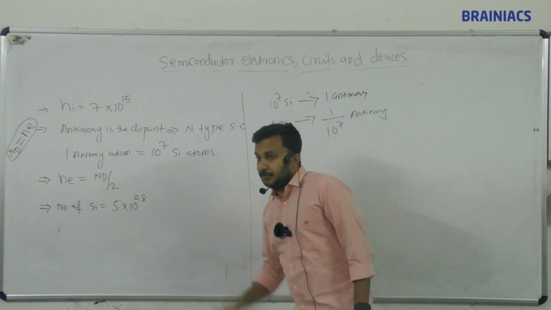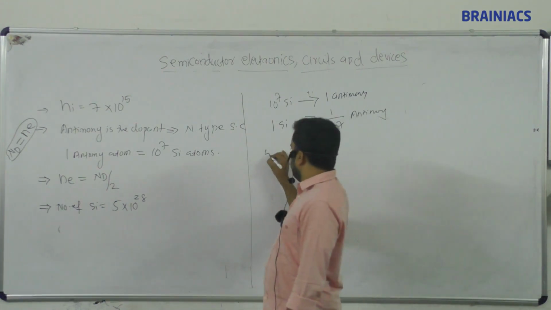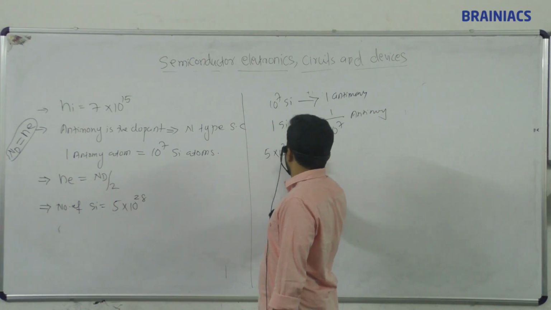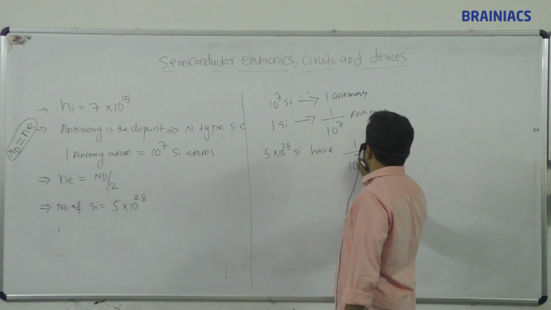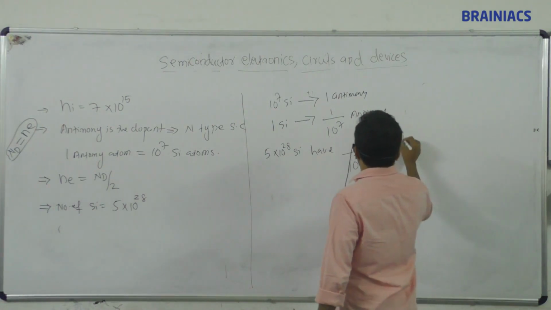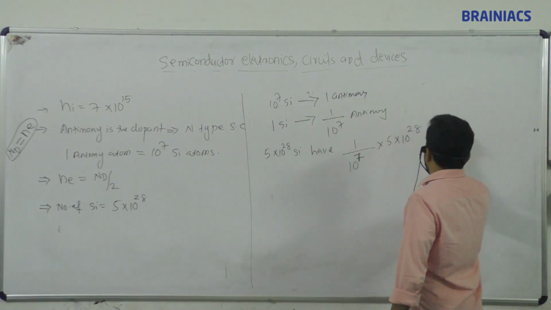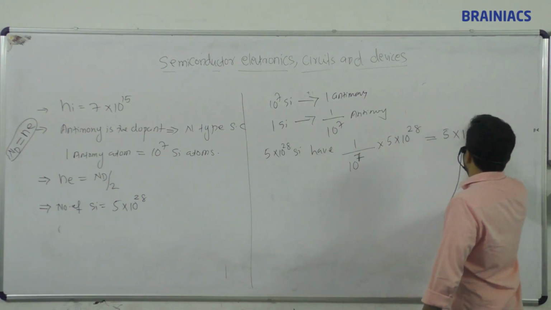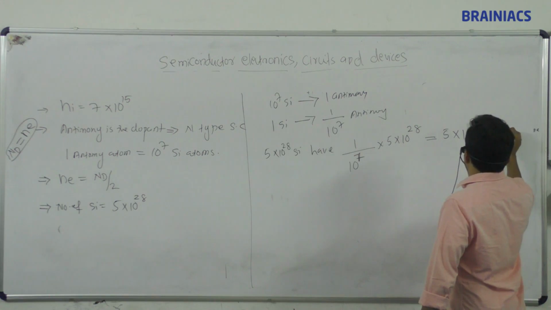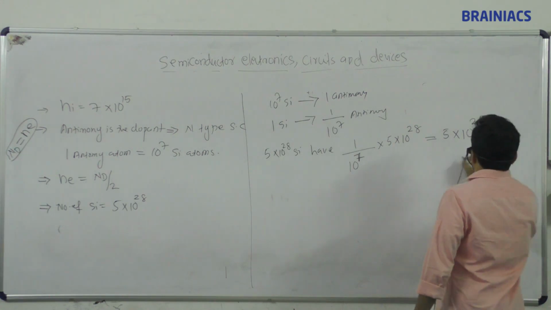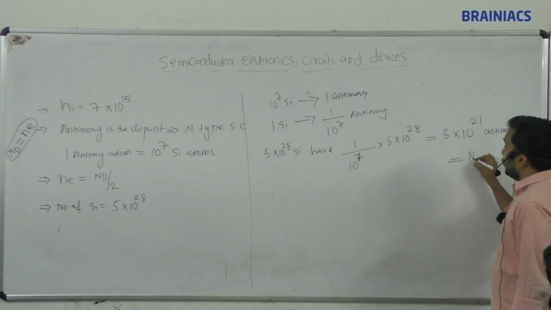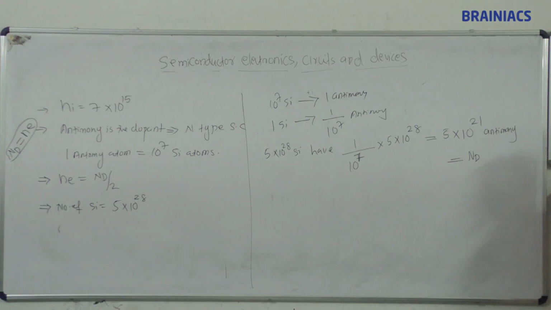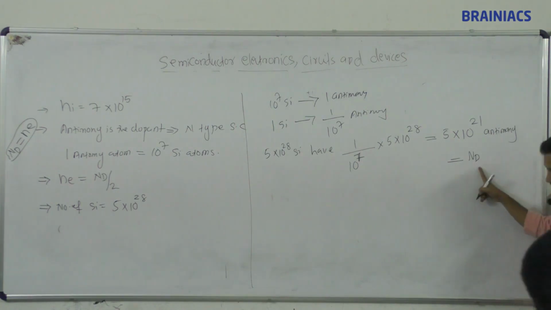Next, what is my number of silicon atoms? 5 into 10 power 28. So silicon has 1 divided by 10 power 7 into 5 into 10 power 28, which is equal to 5 into 10 power 21 antimony atoms. What is this number called? ND. This is called the donor impurity. Correct? So I got ND, I got NI, NE.